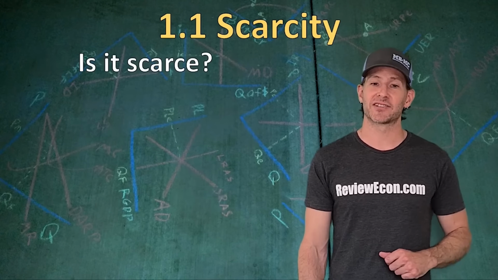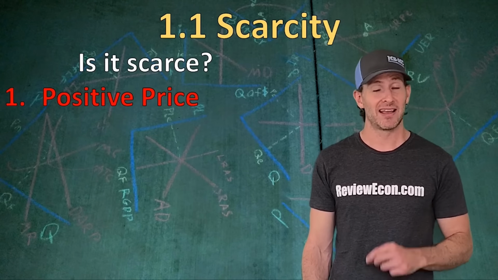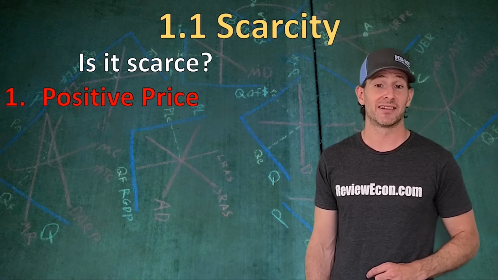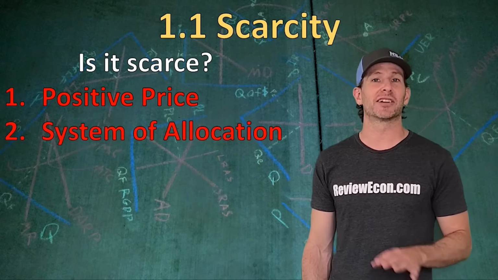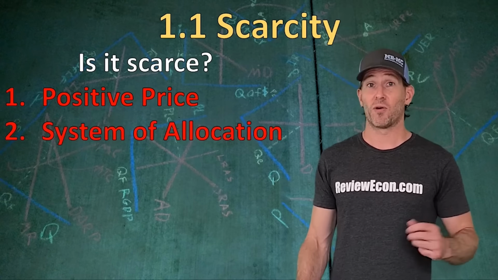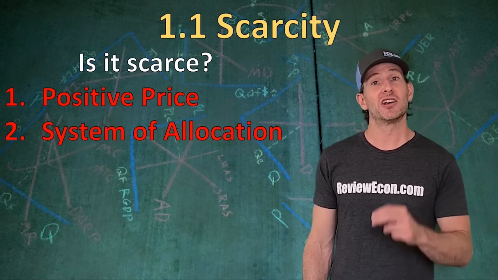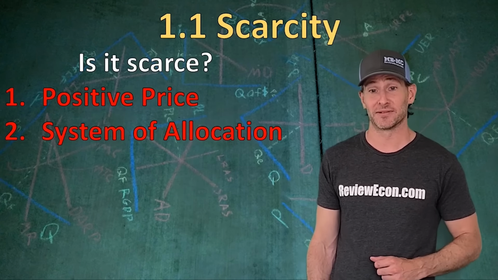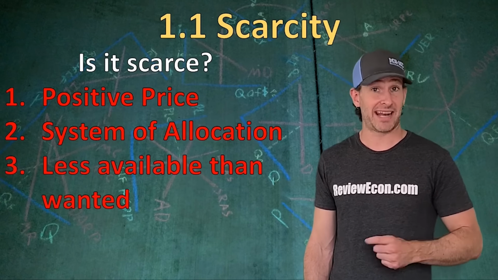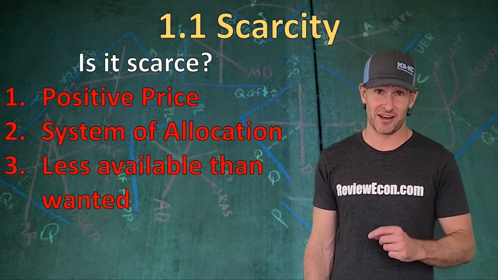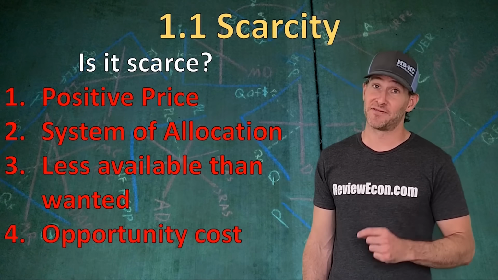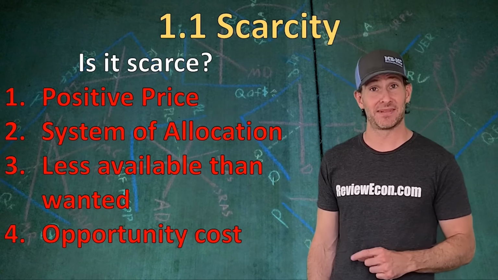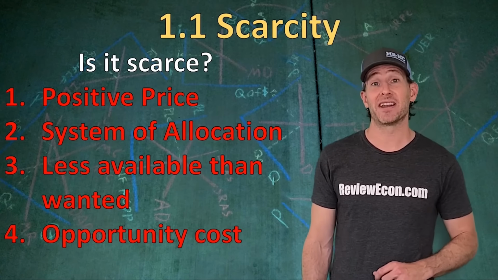How do you know if something is scarce? Well, first of all, it's likely to have a positive price. If you have to pay money for it, even if it's a very low amount, it's definitely scarce. We might have to come up with a system of allocating whatever it is we're talking about. Organ transplants, for example, are definitely scarce, so we have a very complicated system of deciding who gets the next kidney or heart or liver. Less is available than is wanted. That's simply the basic definition of scarcity. Opportunity cost is involved in this good. If you want it, you have to give something up to get it. Those are some easy tests to determine if an item is scarce.